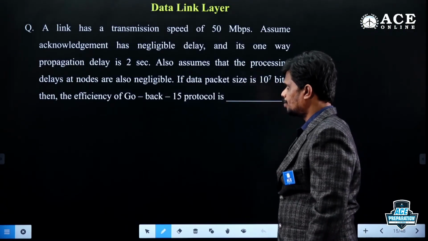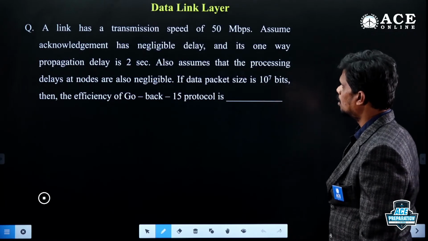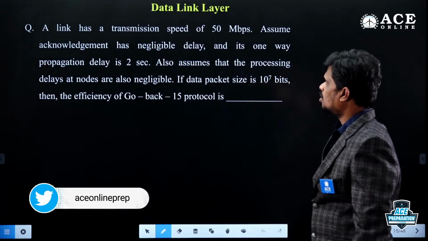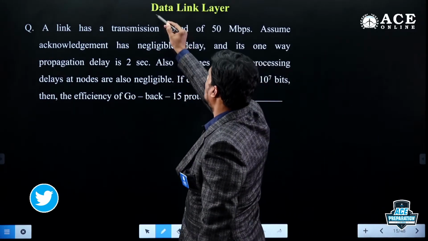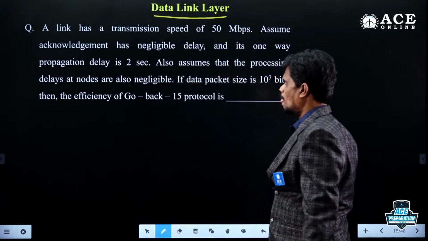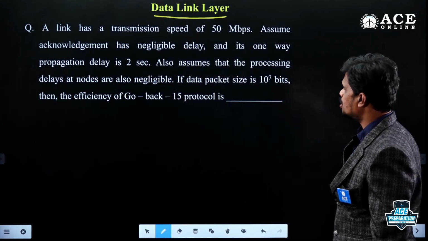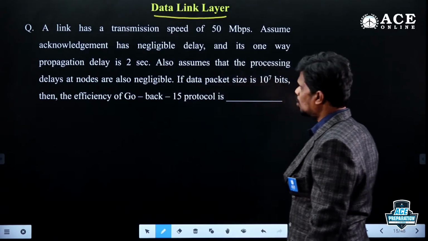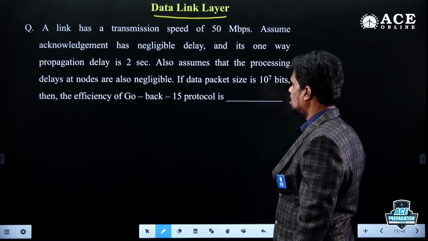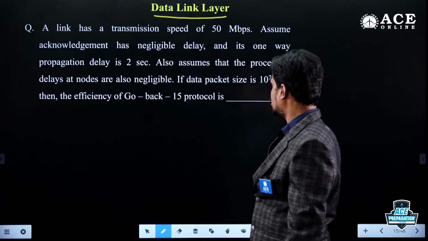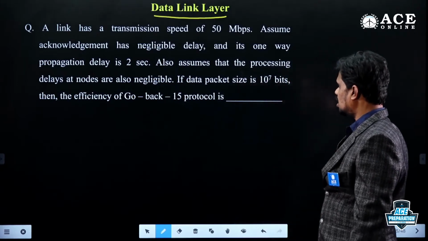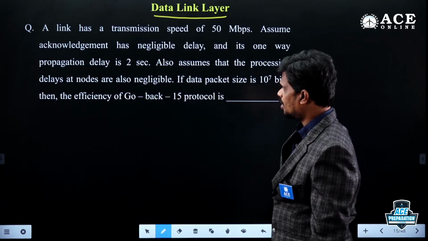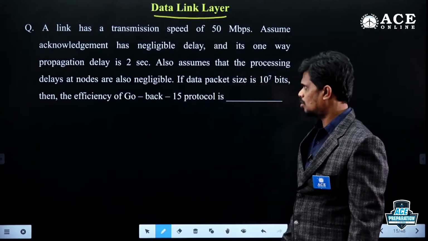So look at this question. This is a question from the data link layer, flow control. A link has a transmission speed of 50 Mbps. Assume acknowledgement has negligible delay and its one-way propagation delay is 2 seconds. Also assume that the processing delays at nodes are negligible. If the data packet size is 10 power 7 bits, then the efficiency of the Go-Back-15 protocol is, what is the answer for this?